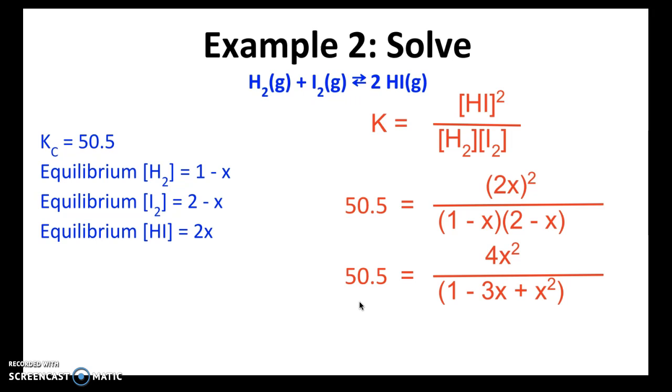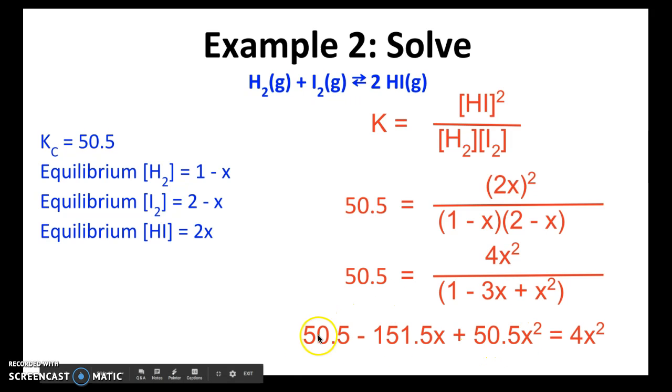Now, the next thing we need to do is get rid of that fraction. To get rid of the fraction, we're going to cross multiply. So basically, I'm going to multiply 1 minus 3x plus x squared with the 50.5. I'm going to distribute the 50.5 to that, and that's what I got on this side. And then on the other side, I have the 4x squared. So I got rid of my fraction by cross multiplying.